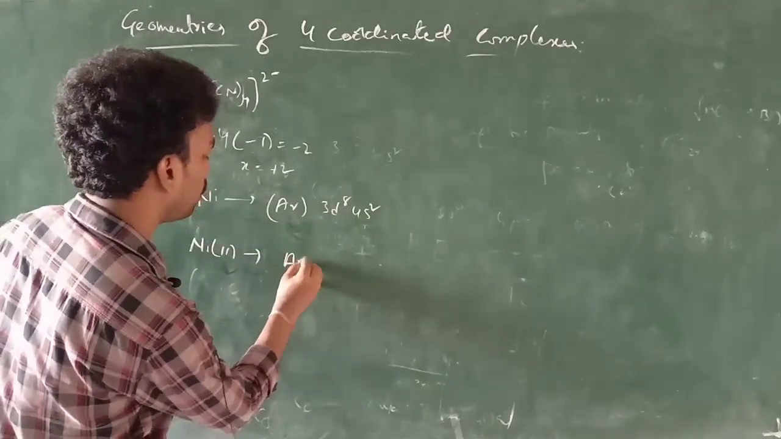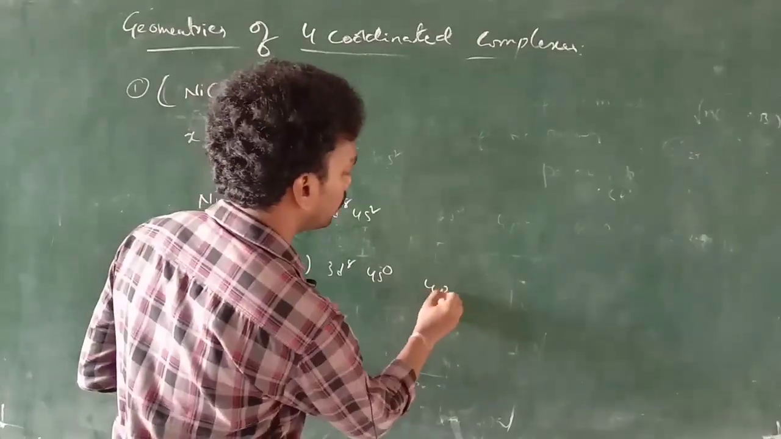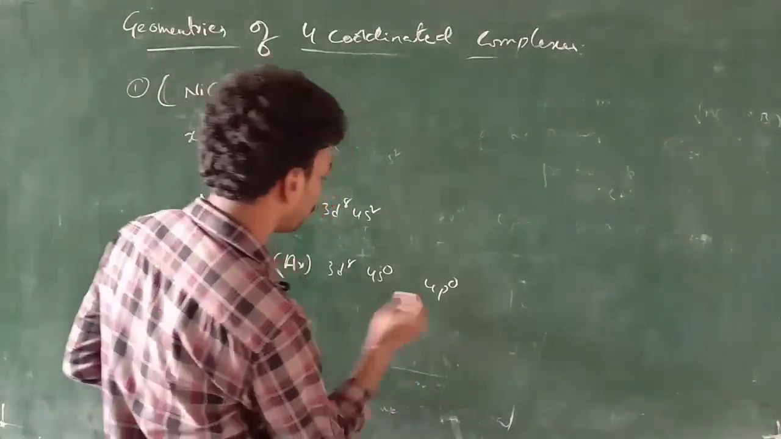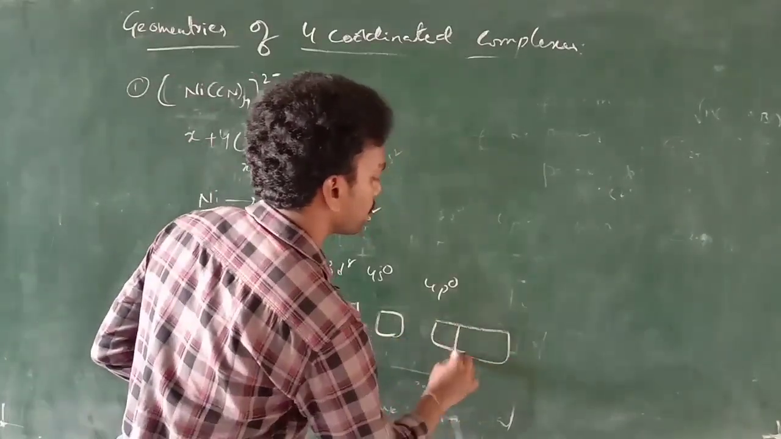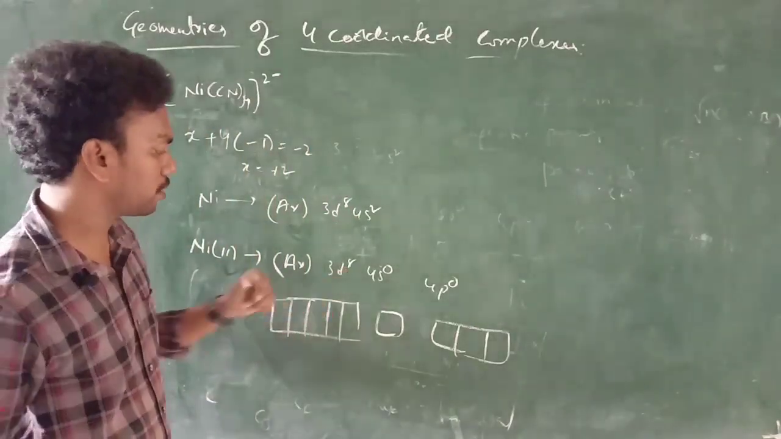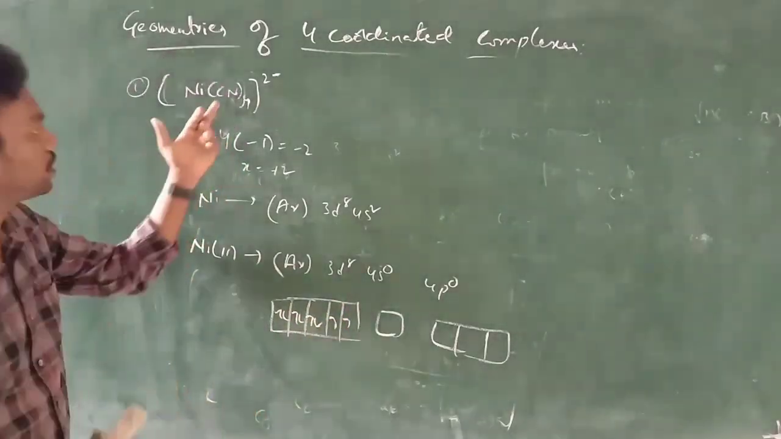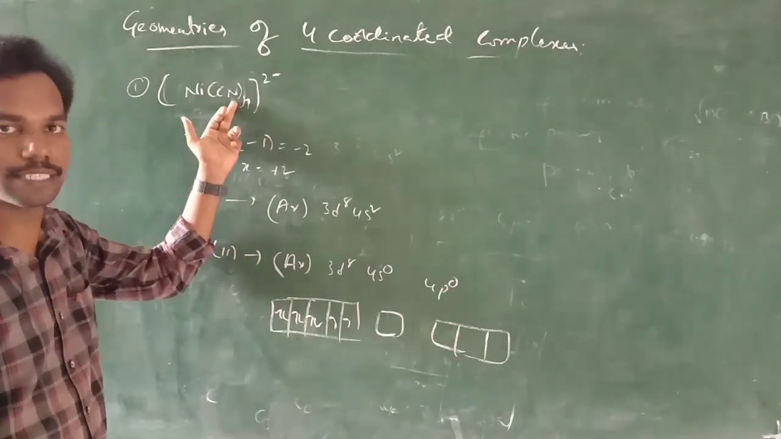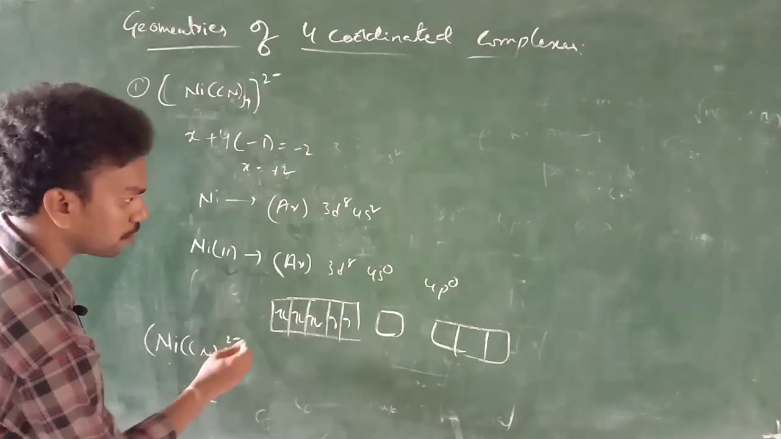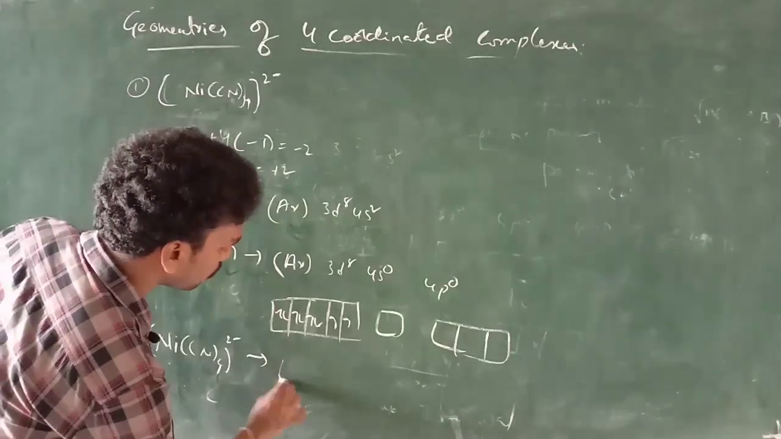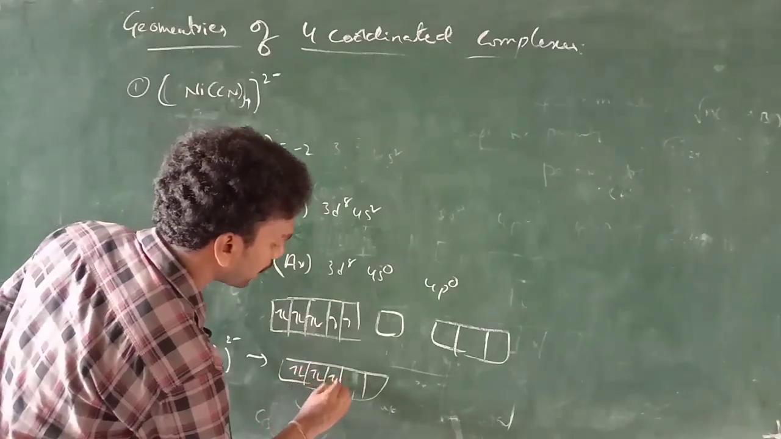we have 3d8, 4s 0, 4p 0 and 4d 0. So here 8 electrons: 1, 2, 3, 4, 5, 6, 7, 8. Now we have 4 cyanide ligands, and each cyanide ligand donates 1 lone pair of electrons in Ni(CN)4 2 minus.